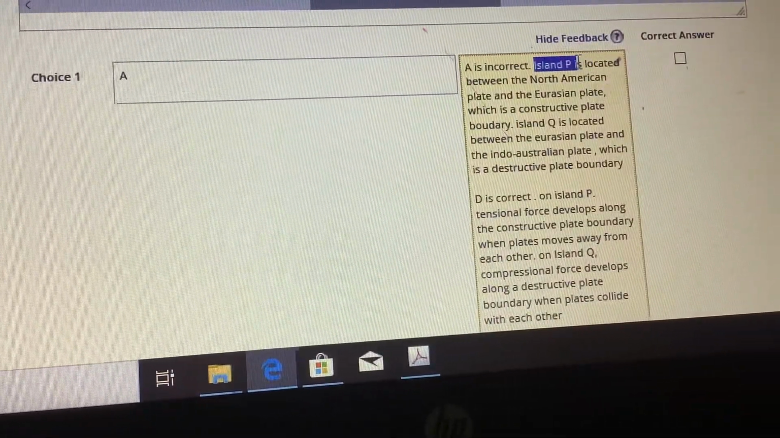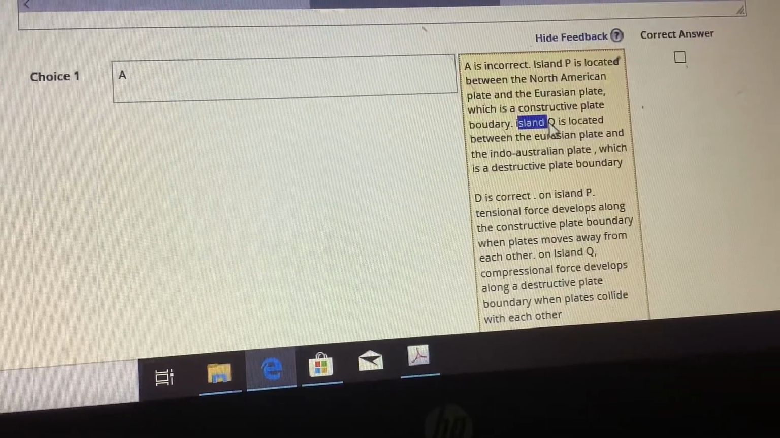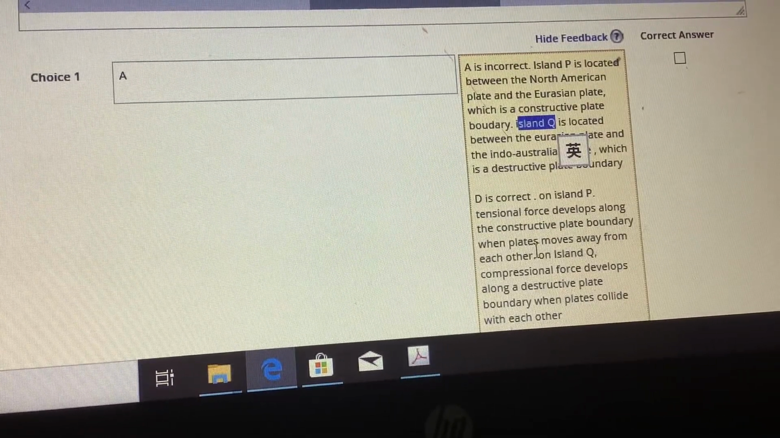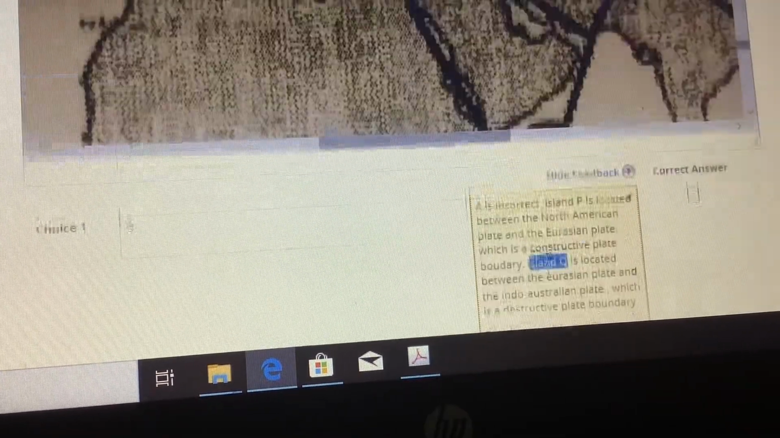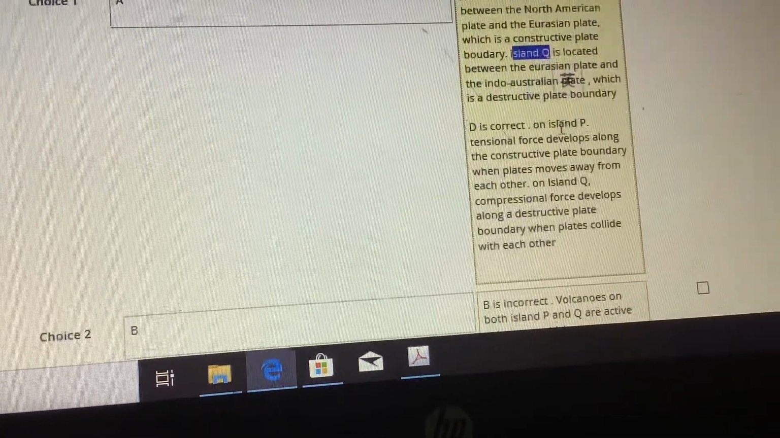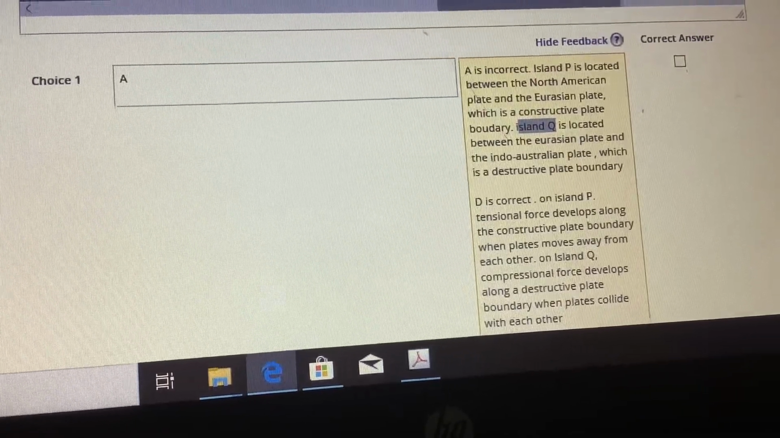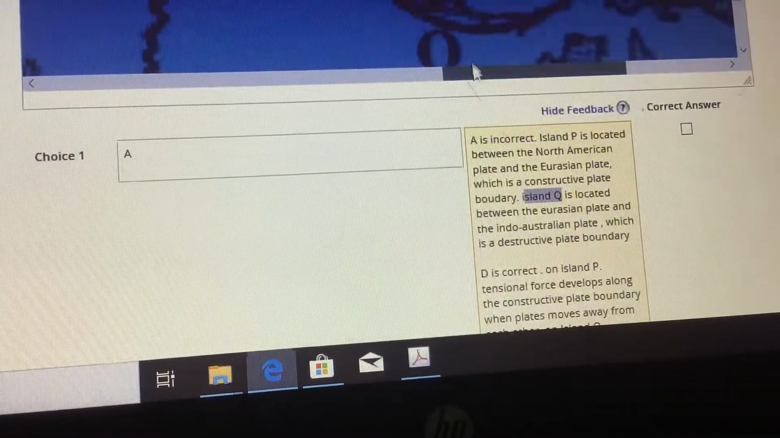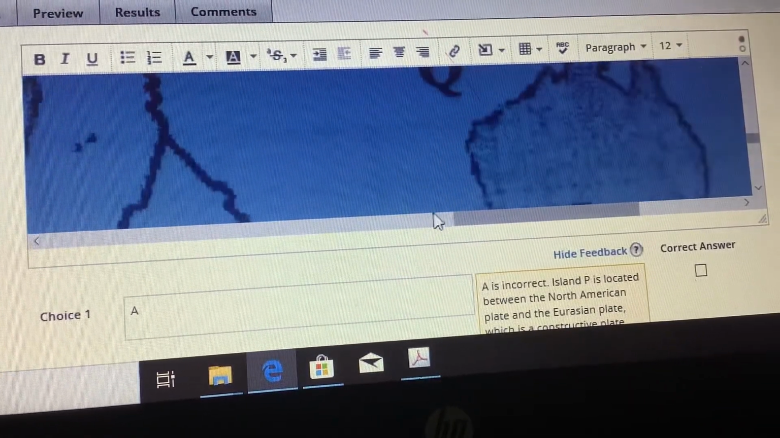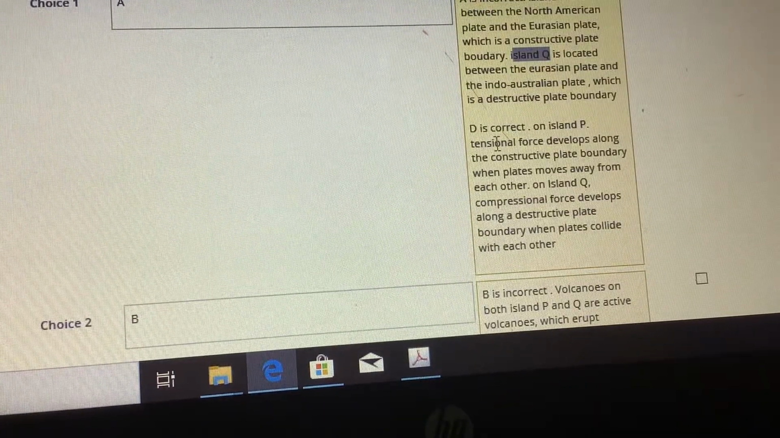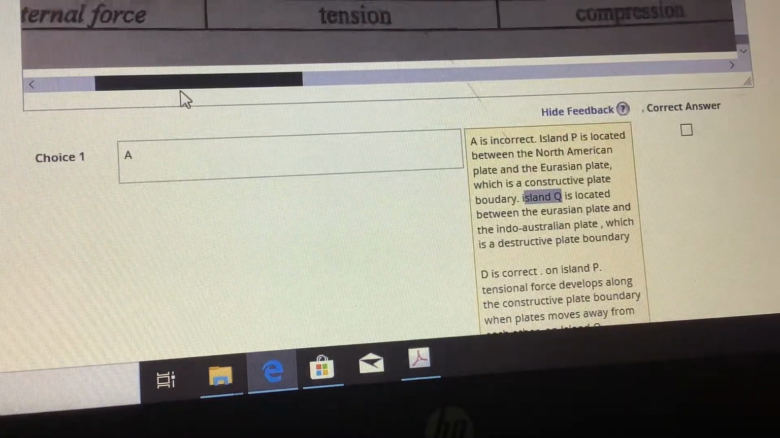Place P is Iceland. Okay, it's Iceland. And island Q is a volcanic island in between the... Is it a volcanic island? No, you rushed it. Oh, this is a fold mountain. So island Q should be an Indonesian volcanic island. Yeah, volcanic island right here. Can you see the Q, which is in Indonesia? Okay, so this is a volcanic island.